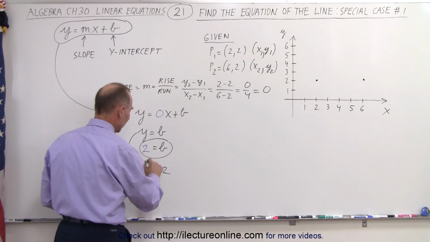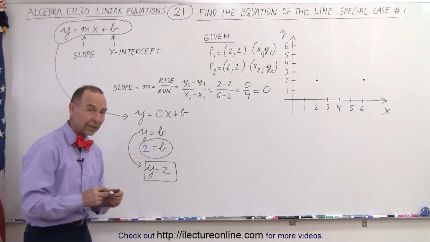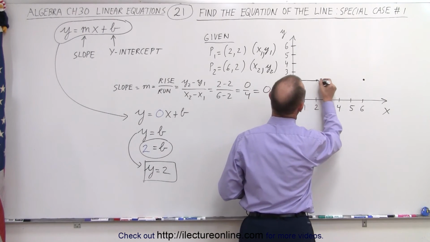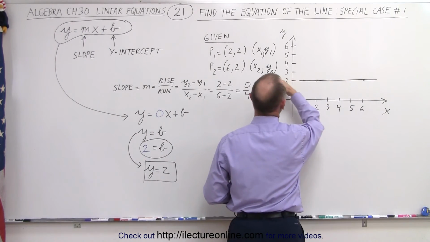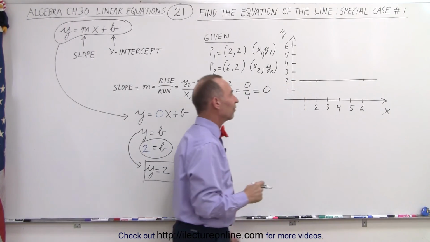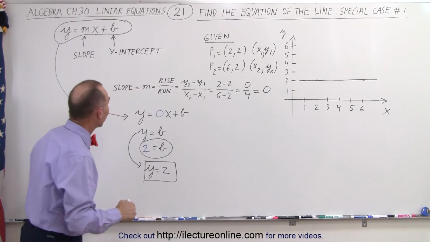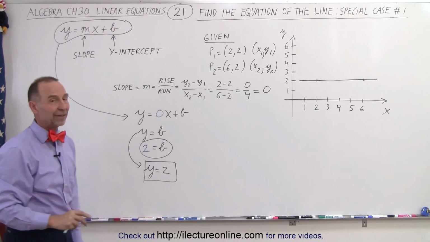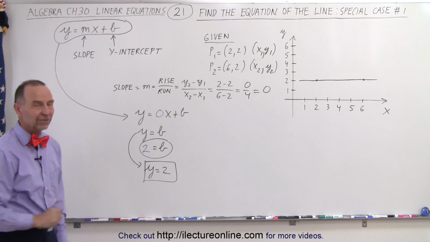equals 2, and there is the equation of that particular line. Notice if we connect the dots, we get a line that looks like this, and clearly it crosses the y-intercept at y equals 2, and it is a flat line with 0 slope, and that's why this portion of the equation disappears, because we have a 0 slope, and that is how it's done.